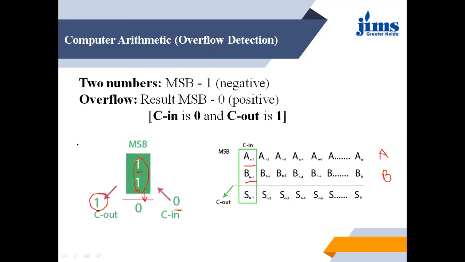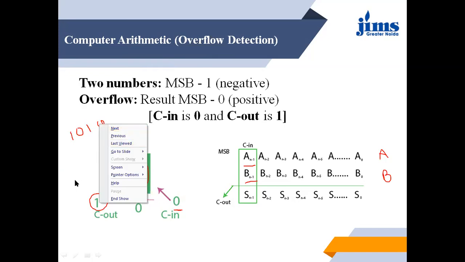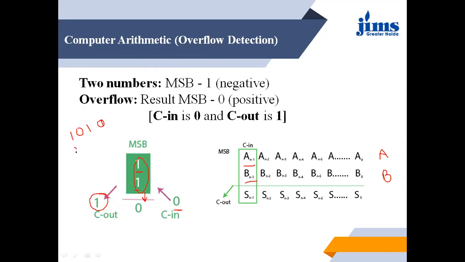Let me explain this also by an example. Suppose the number is minus 6. This is the representation of minus 6, and we have to add a number that is minus 5 to it. The representation of minus 5 is 1011 in 2's complement.